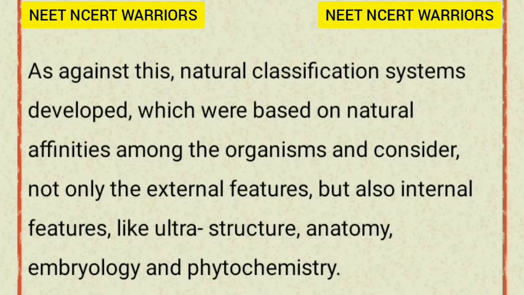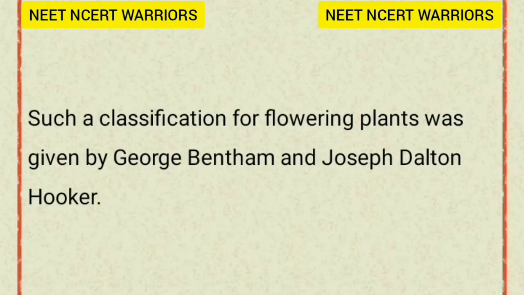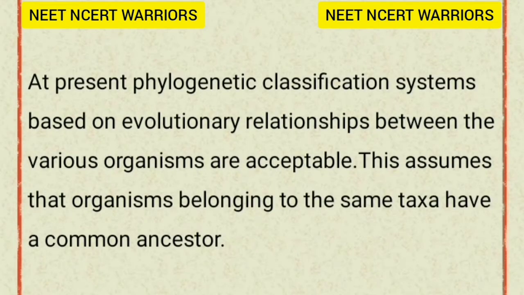As against this, natural classification systems developed, which were based on natural affinities among the organisms and consider not only the external features, but also internal features like ultrastructure, anatomy, embryology and phytochemistry. Such a classification for flowering plants was given by George Bentham and Joseph Dalton Hooker. At present, phylogenetic classification systems based on evolutionary relationships between the various organisms are acceptable. This assumes that organisms belonging to the same taxa have a common ancestor.